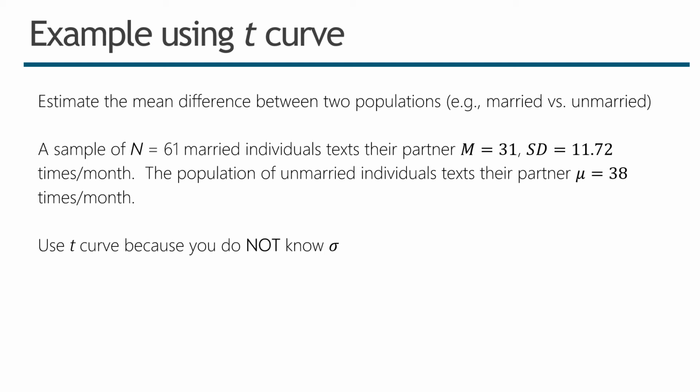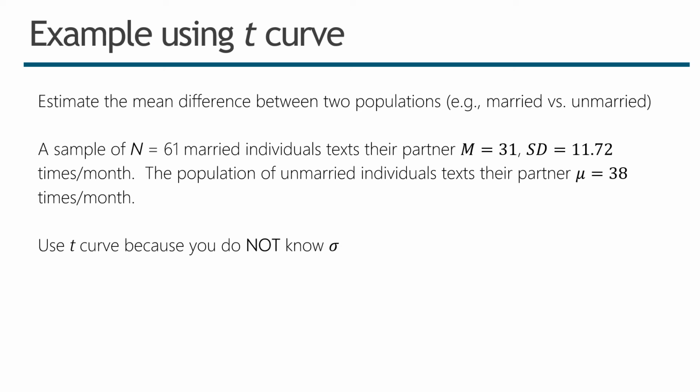In this research situation, we're trying to estimate the mean difference between two populations, specifically the mean difference in the number of text messages one partner sends to another from the married population compared to the unmarried population. We're going to take a sample of 61 married individuals, and we found that their average number of text messages sent was 31, with a standard deviation of 11.72.